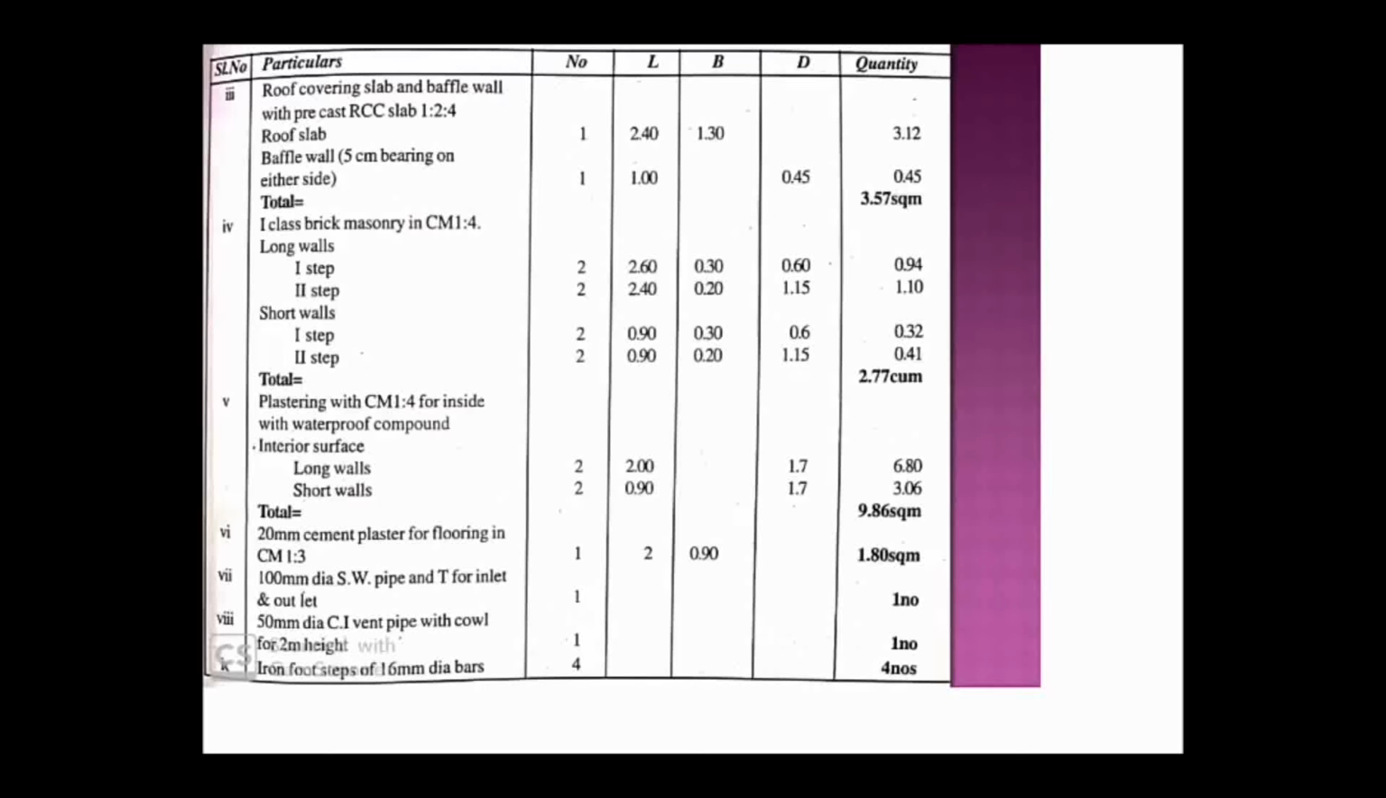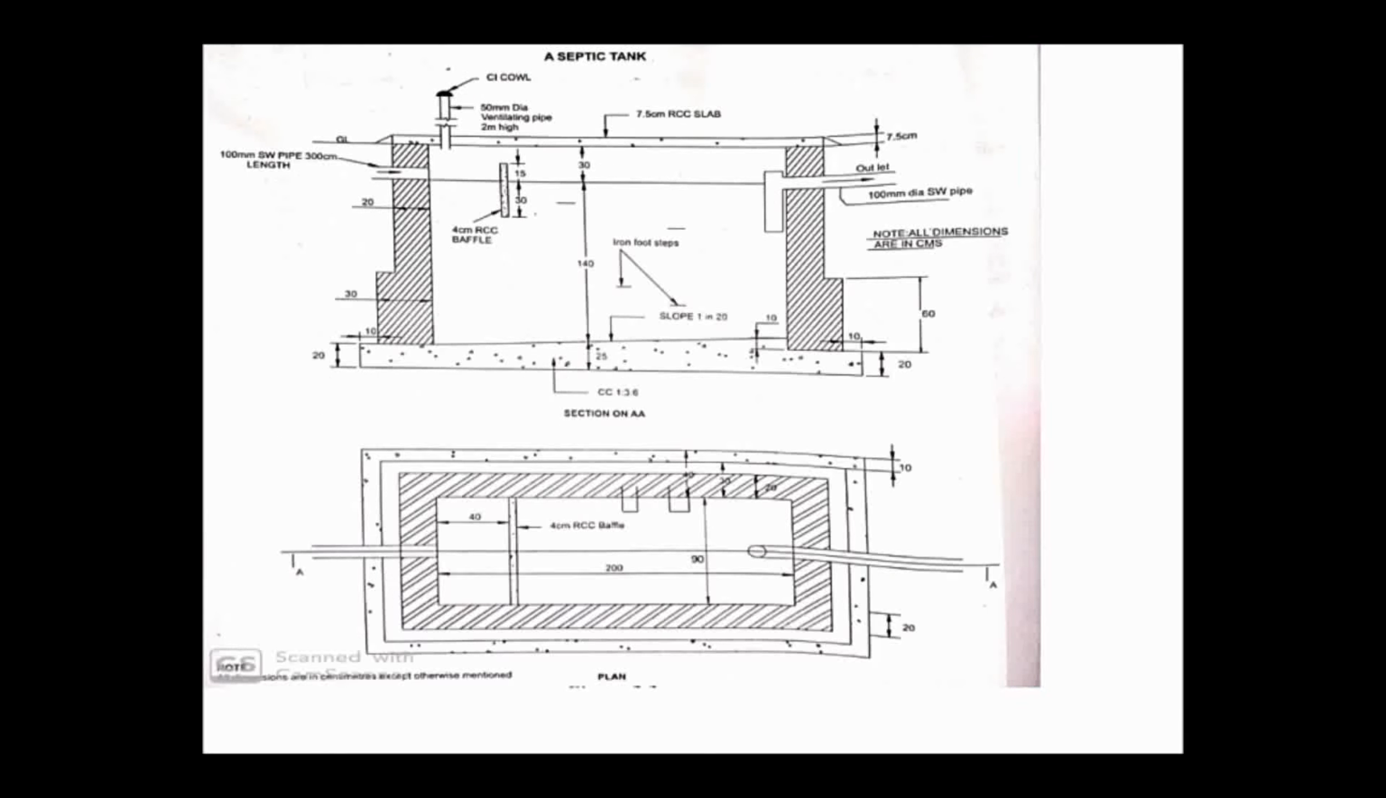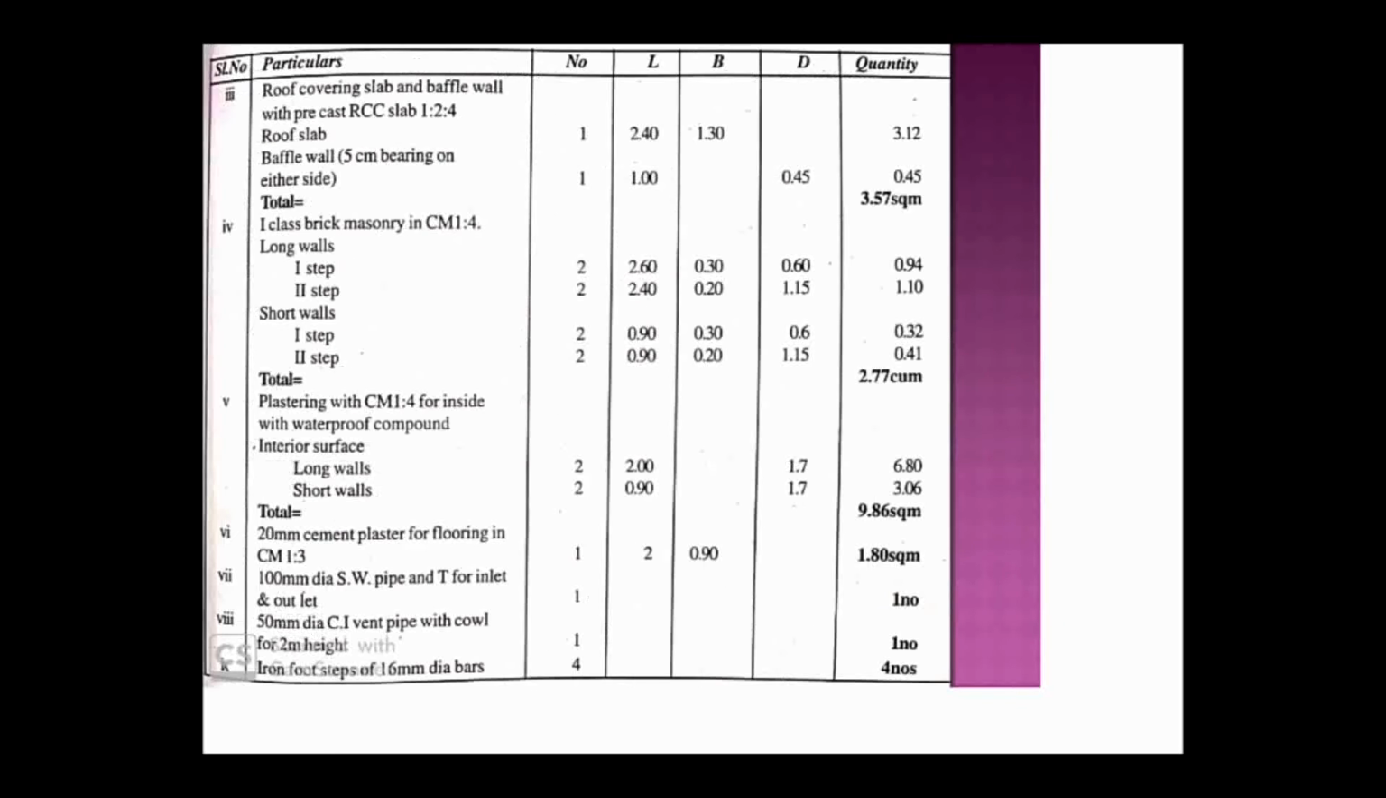the brickwork. So here you can see first class brick masonry in CM 1:4 for long wall for first step, right? There are 2 long walls and 2 short walls. So if I consider the horizontal wall as a long wall, there are 2 horizontal walls in the plan, and if I take the vertical walls as short walls, then 2 short walls are there. In the same way you have to find out both.